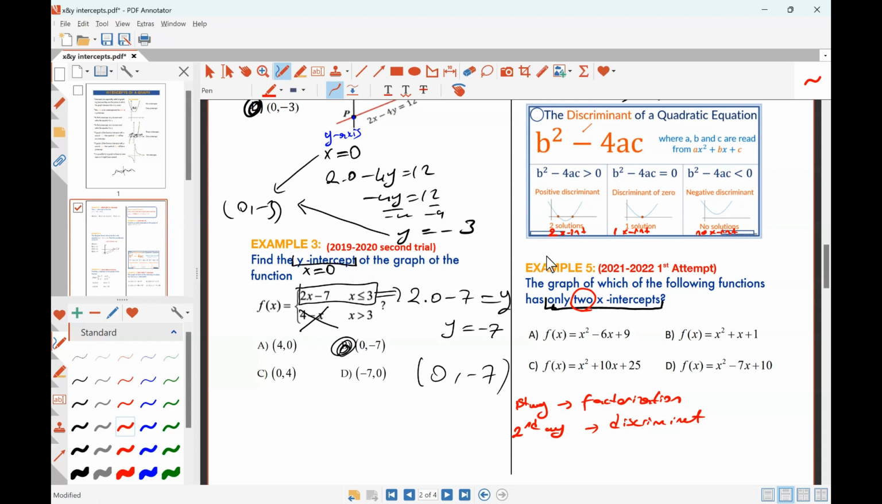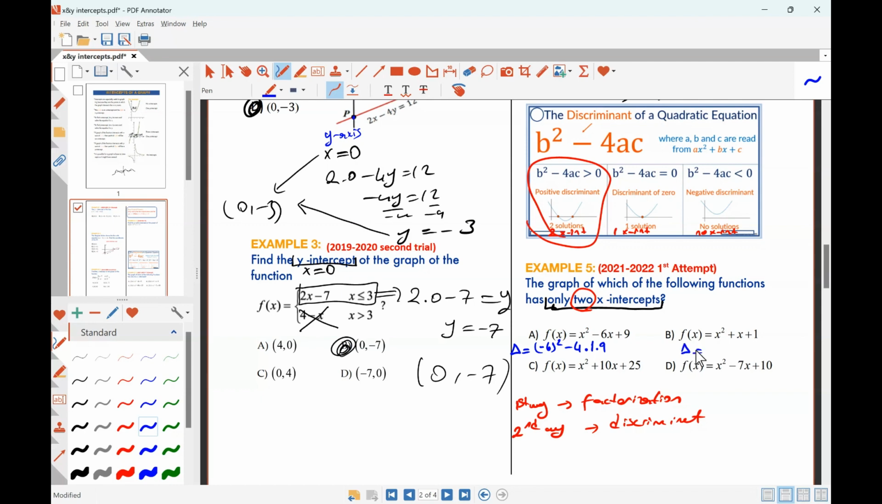So our case is two x-intercepts. So we are looking for a quadratic equation which has a positive discriminant. Instead of factorizing every single option, we will be finding the discriminant of every single option. So you use your calculators. Option A, b squared. b is the coefficient of x, so negative 6 squared minus 4 times a is 1, c is 9. This is your discriminant. Find this.